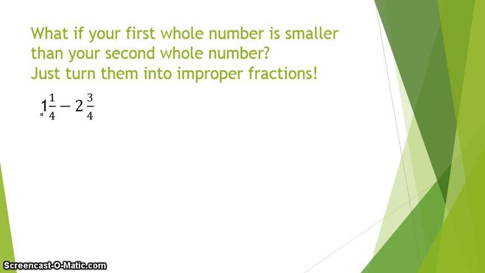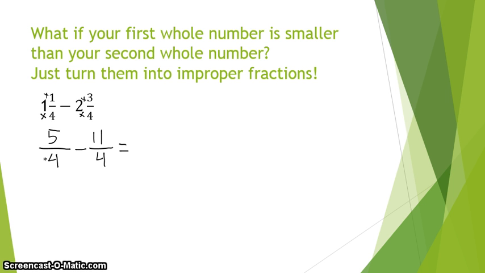To turn them into improper fractions, you have to multiply the bottom by the whole number and then add the top. So 4 times 1 is 4, plus 1 is 5, over, and you keep your bottom number the same, minus 2 times 4 is 8, plus 3 is 11. And now, as you can see, I just have fractions. I don't have any mixed numbers anymore.